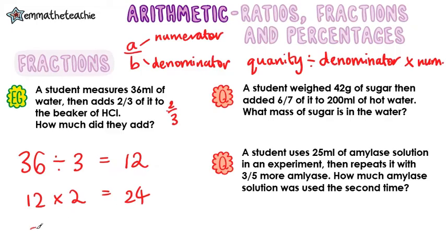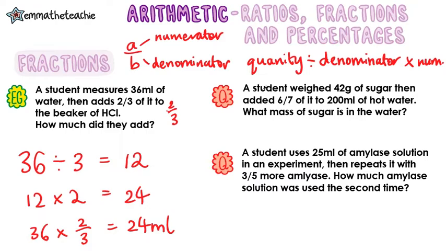If you've got a good calculator, you can just do this all in one go and just do 36 multiplied by 2/3. And that'll give you the exact same answer. And don't forget to put your units on at the end, milliliters. Okay, pause and try the questions, press play to go through the answers.